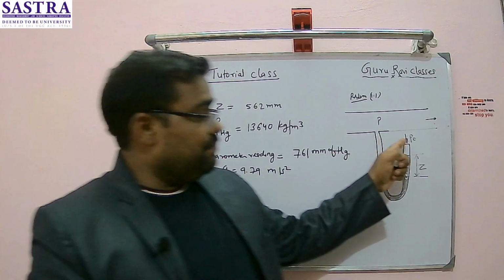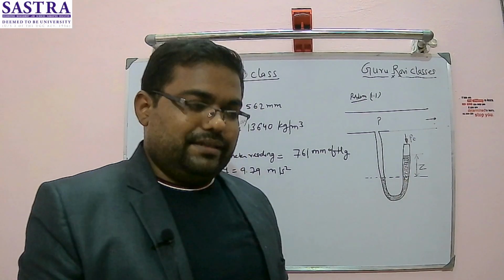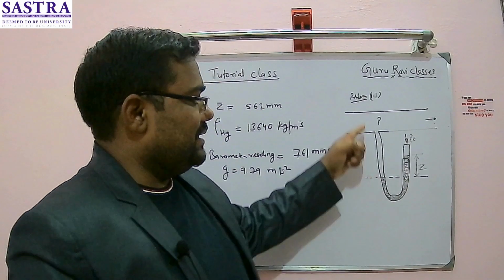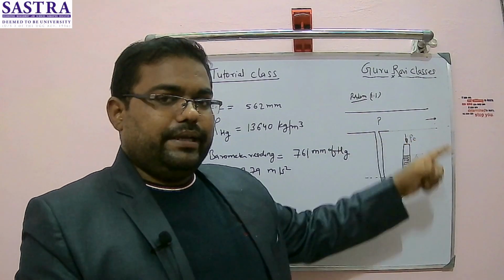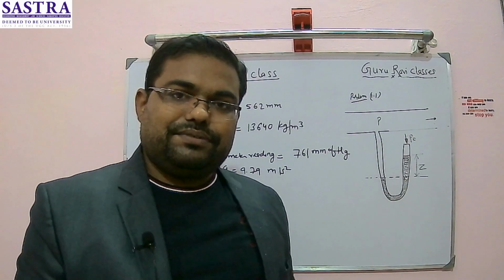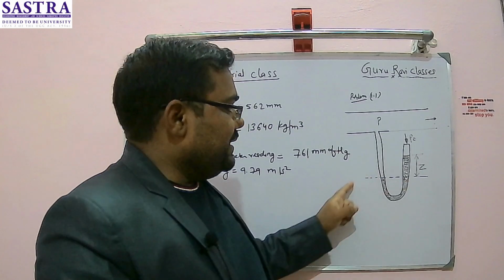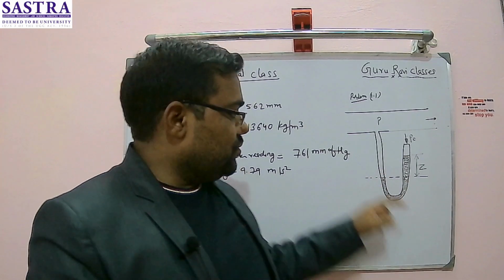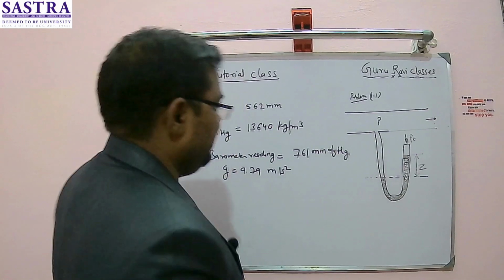And this right side limb is open to the atmosphere. So when we are writing the equation, the pressure exerted by this gas, so here gas is flowing. So pressure exerted by this gas, we have to consider as a reference. So we are considering this line as a reference. So I can write the equation directly from here. At this dotted line, pressure exerted by this gas is P, basically.